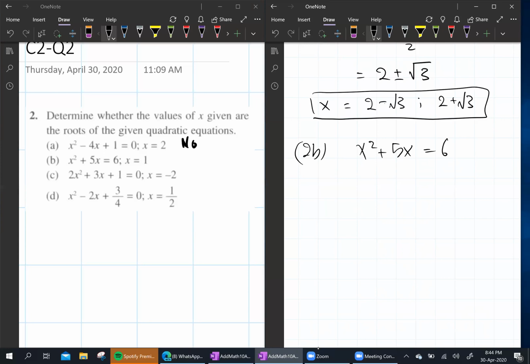My answer is x minus 1 and x plus 6. So your answer would be x equals minus 6 and 1, isn't it? So that means x equals 1 is one of the roots. So number 2 is yes. Number 3, part c, try.